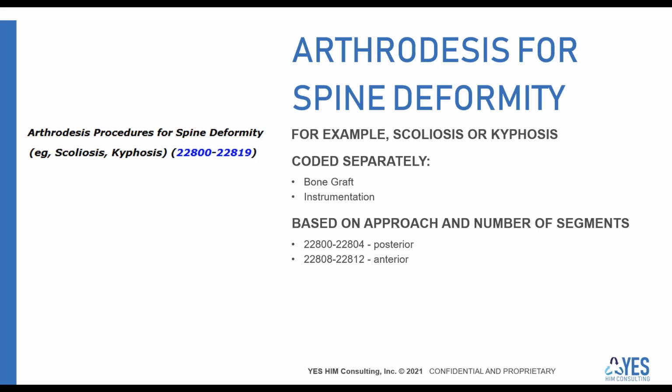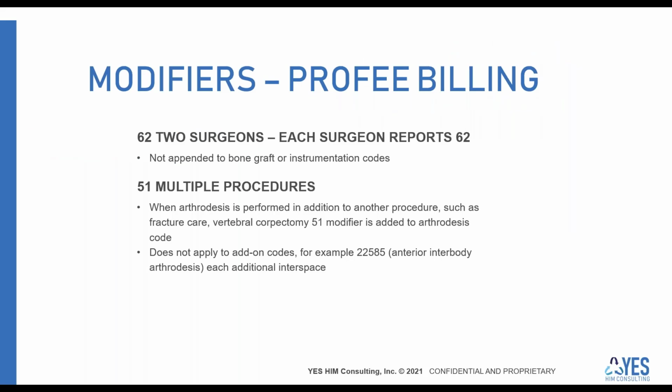So posterior is going to be within the 22800 to 22804 range, and anterior would be the 22808 to 22812 range. And later we will go through a case study of one of those with spinal deformities. Lastly, I just wanted to touch upon briefly, this presentation is certainly not focused on professional fee billing, but I did want to mention the modifiers for professional fee billing.